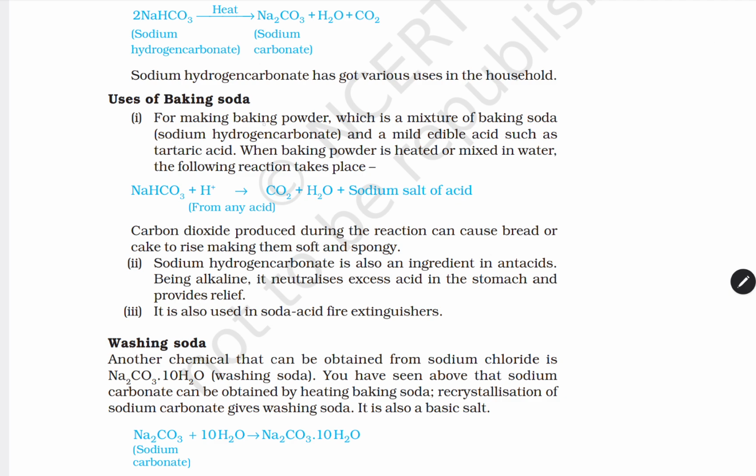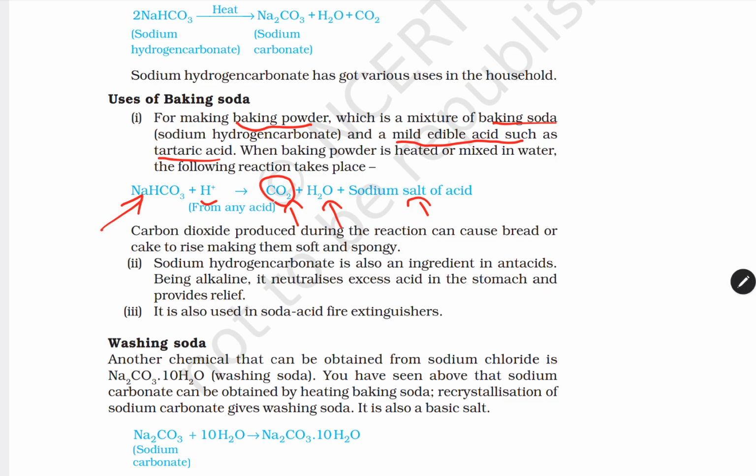Another one is baking powder, you may know about this one also. Baking soda and baking powder are different substances. Baking powder is a mixture of baking soda and a mild edible acid such as tartaric acid. When baking powder is heated or mixed in water, the following reaction takes place. What happens? It releases carbon dioxide, water and the sodium salt of the acid. The carbon dioxide produced during the reaction can cause bread or cake to rise, making them soft and spongy.